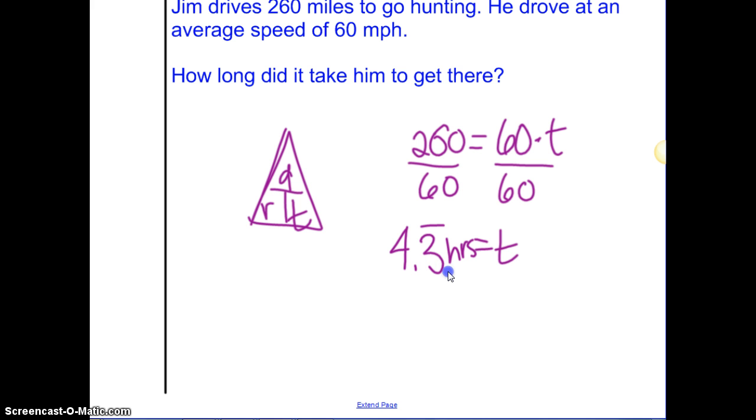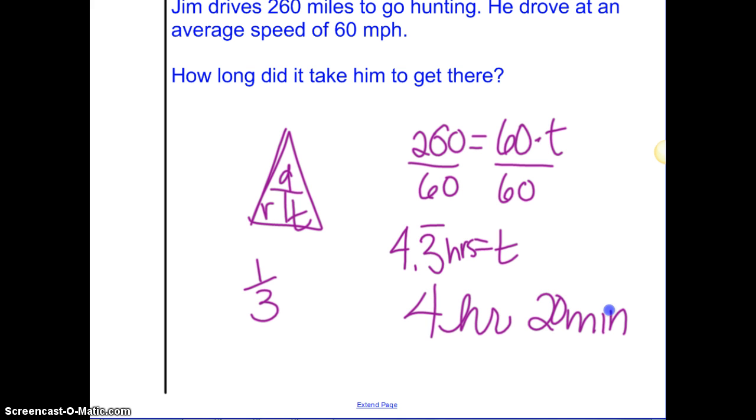Now here's the question that I have for you. 0.3 repeating is what fraction? 1/3. Now, how much of an hour is that? How many minutes? The answer is not 33. The answer is not 3. The answer is 4 hours, 20 minutes.